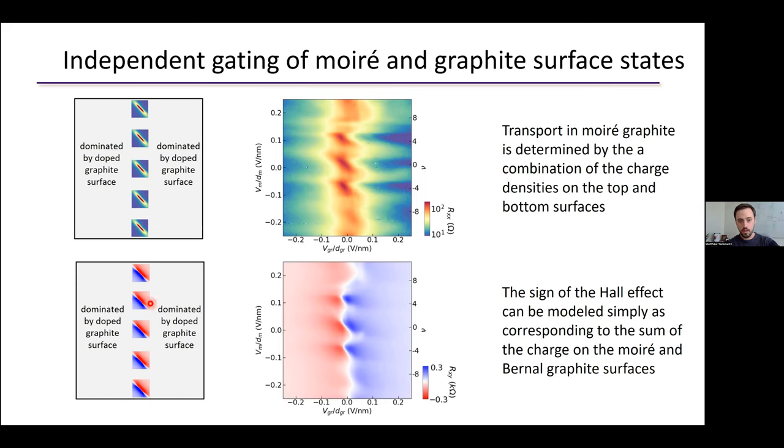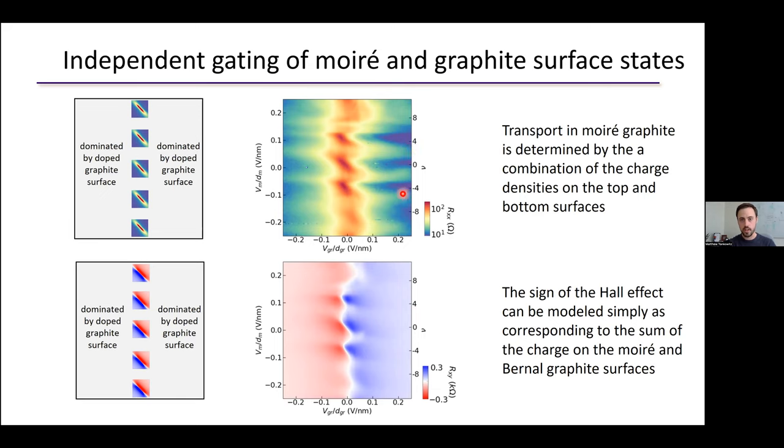And similarly, I can model the sign change in Rxy and this zigzag structure in the same way. So that's what happens when I keep the graphite gate around zero and change the Moire gate, and I sweep the doping in the Moire mini bands. If we hold the potential in the Moire fixed and then sweep the graphite, then we're just dumping a lot of electrons or holes into the graphite surface. Eventually we put more free carriers into the graphite surface than these structured Moire mini bands can possibly hold. And then the sign of the Hall effect becomes low valued after that. It's just dominated by the charge that we've put into the graphite surface.